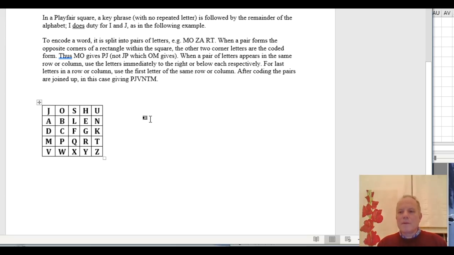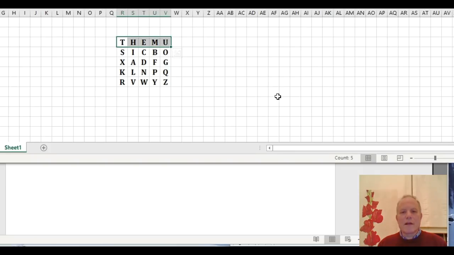But I hope that's been helpful. That's how I would go about solving a Playfair square. And that's how this puzzle, and what a puzzle it was, gave the music box as the key phrase for its Playfair square.